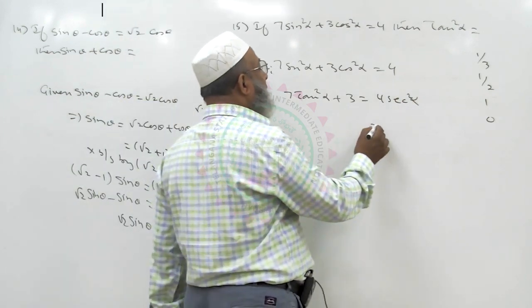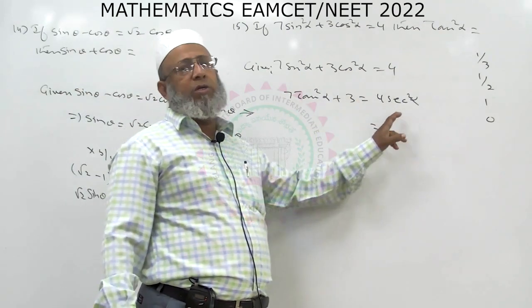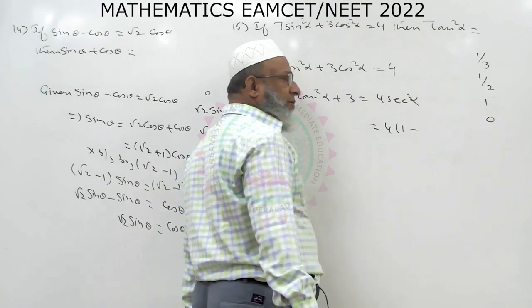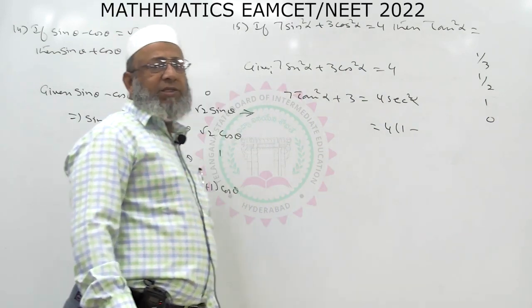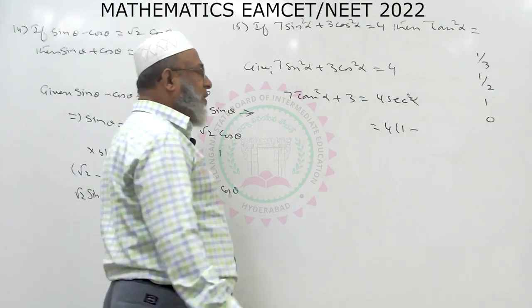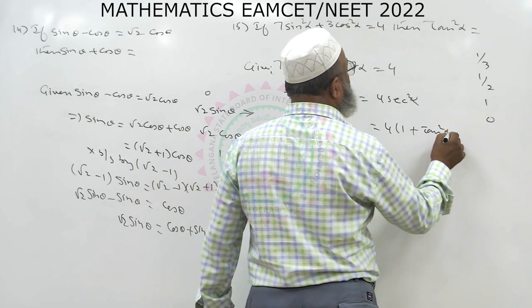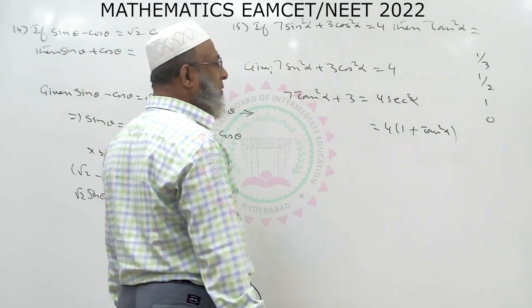So, I want the value in terms of tan square alpha. So, converting sec into tan, sec square alpha is equal to 1 plus tan square alpha, right? Sec square theta minus tan square theta is equal to 1. Therefore, sec square theta is equal to 1 plus tan square theta. Sec square alpha minus tan square alpha is equal to 1. Sec square alpha is equal to 1 plus tan square alpha.